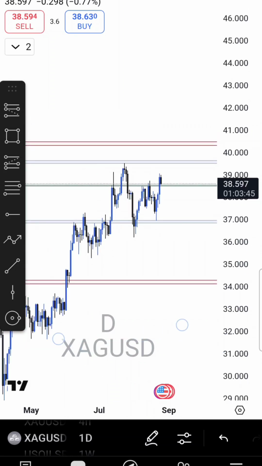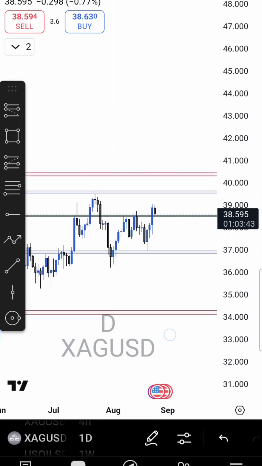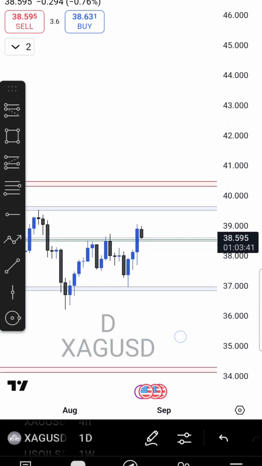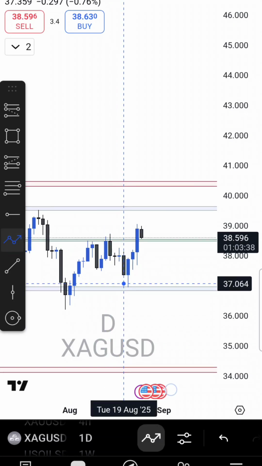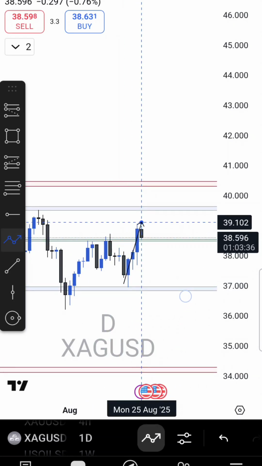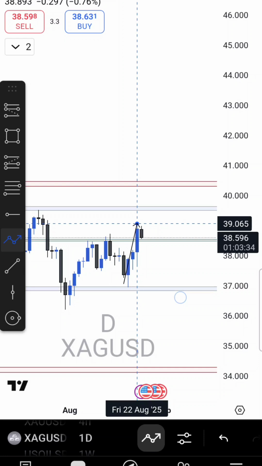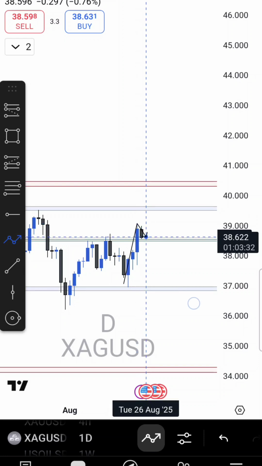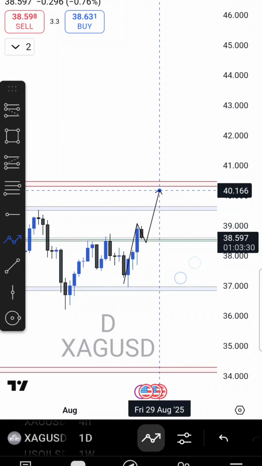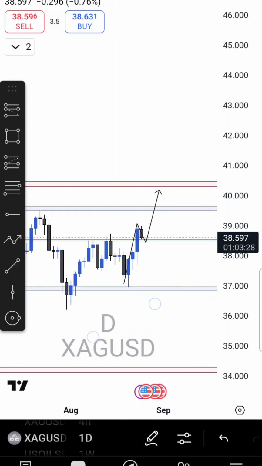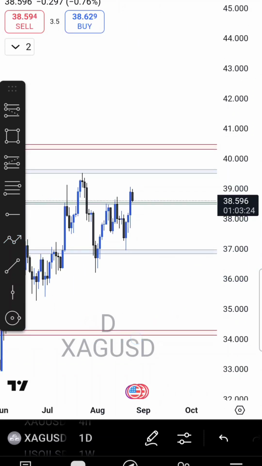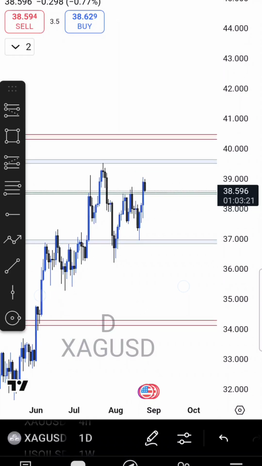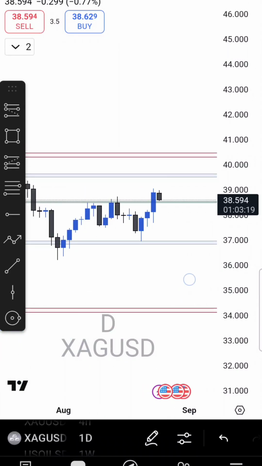The daily time frame is also supported by our buyers. We currently have a break of the daily mid-range zone. You can see price is also supporting an uptrend on silver. The daily mid-range zone has been broken. We expect a retest, and then price continues to rally all the way to the upside. So I'm looking for a buy opportunity on silver. The daily is supporting our thesis, the weekly is supporting, the monthly is supporting.